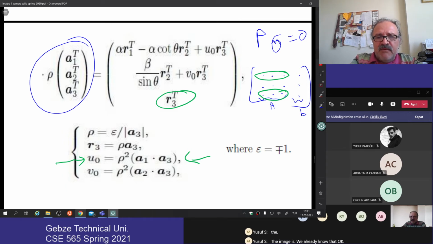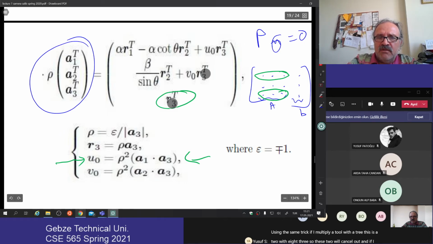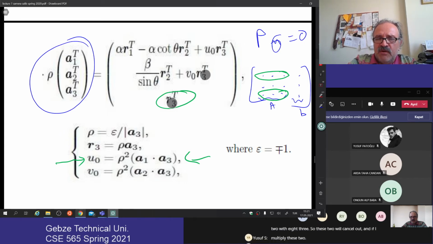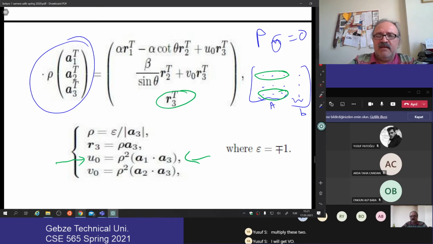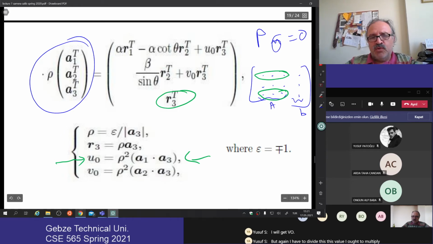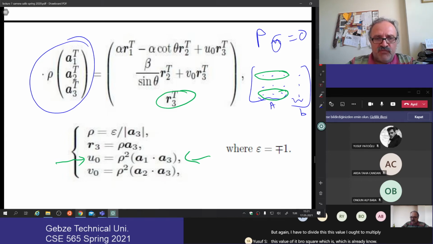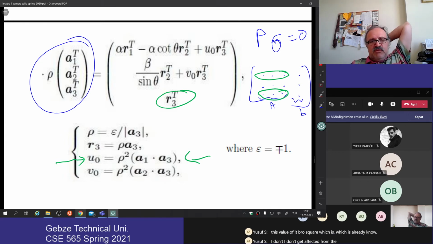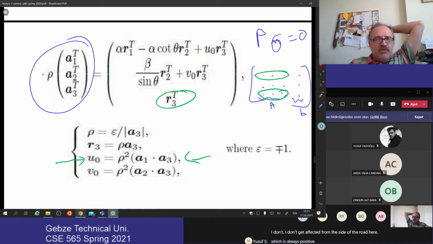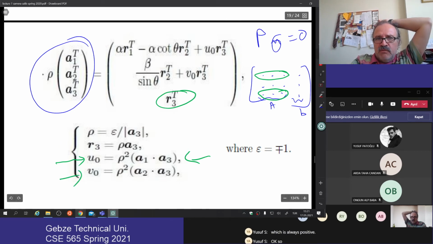Using the same trick, if I multiply A2 with A3, these two will cancel out, and if I multiply these two, I will get V0, but again, I have to multiply this value with row square, which is already known. I don't get affected from the sign of the row here, which is always positive. Okay, so U0 and V0 I know.